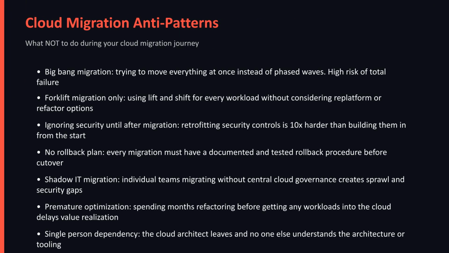Avoid anti-patterns like Big Bang migrations or shadow IT. Instead, follow a structured, phased approach. Migrate first, optimize for cost, and finally modernize. Always have a documented, tested rollback plan for every cutover wave to minimize business risk.